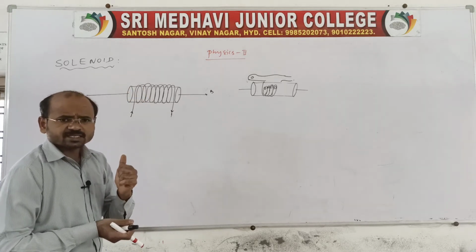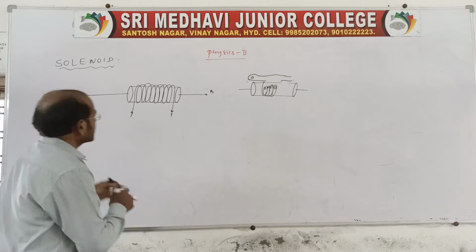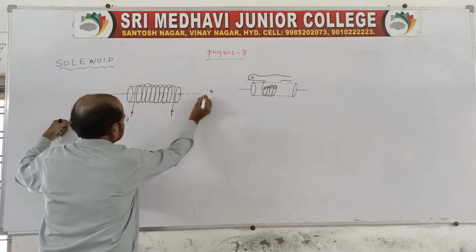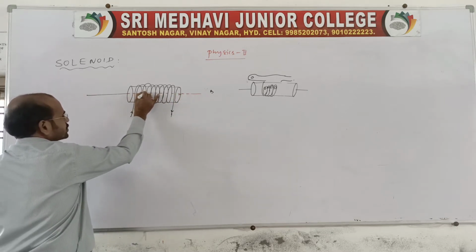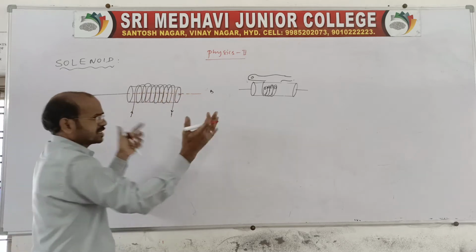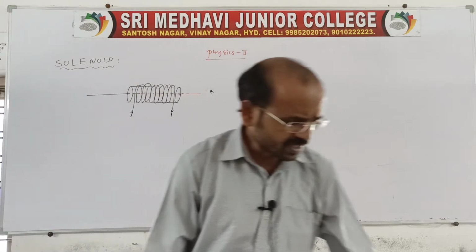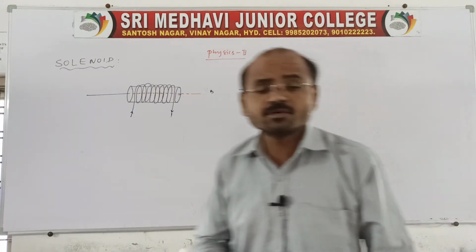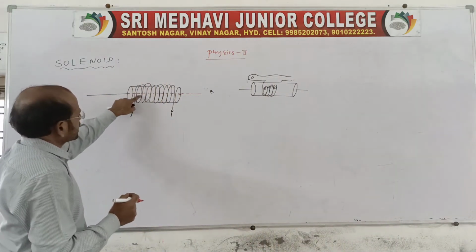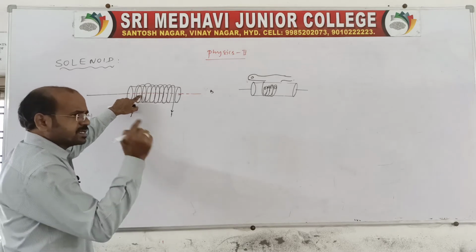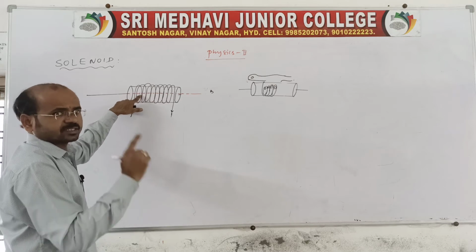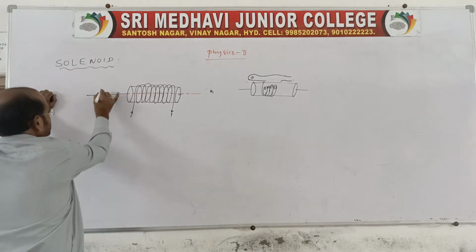A current-carrying circular coil produces magnetic field induction at the center. Look at the magnetic induction produced at the center of the circular coil. Each and every coil produces a magnetic induction. Suppose you add all these individual magnetic fields, we will get the net magnetic induction at the center of the circular coil. So B will be at the center.